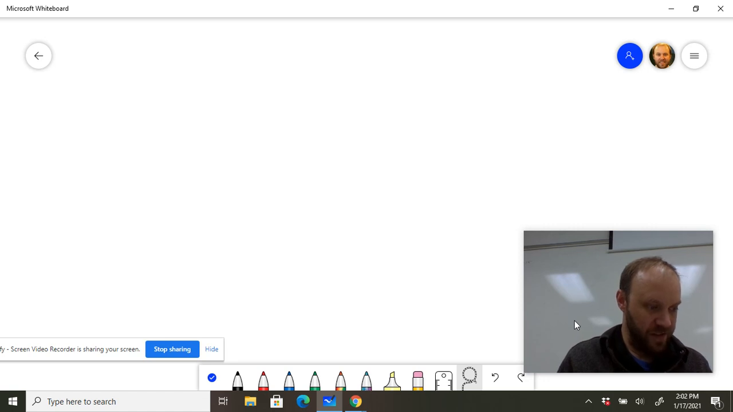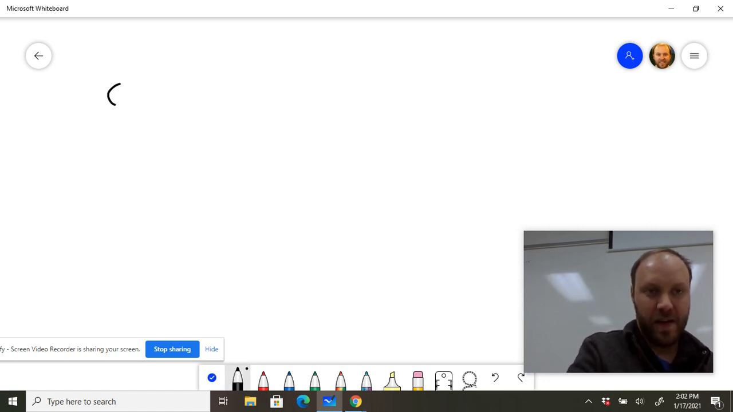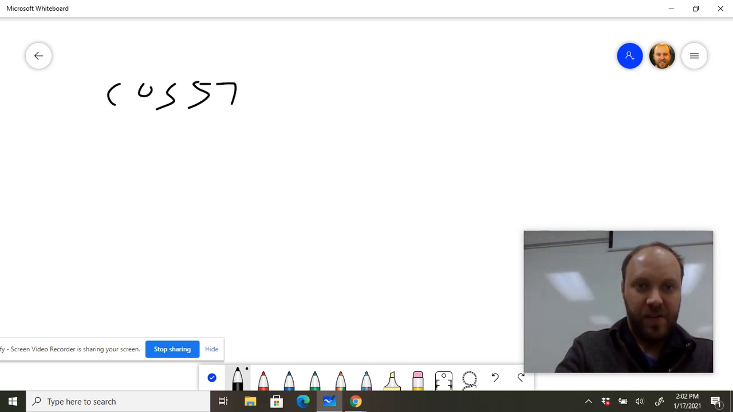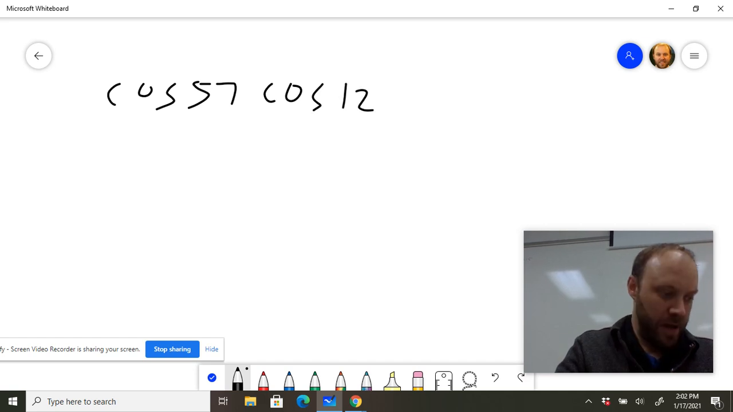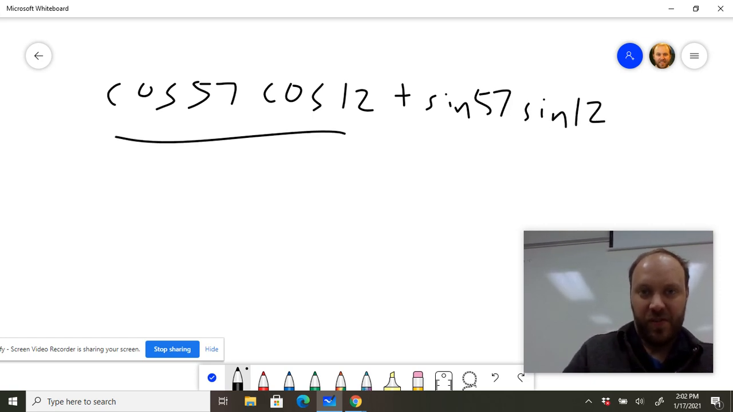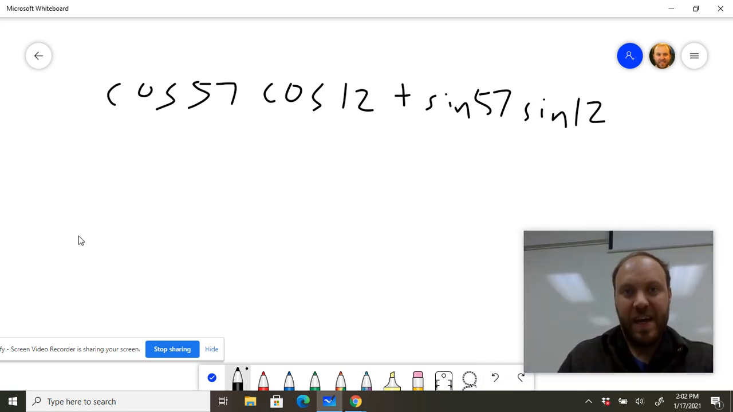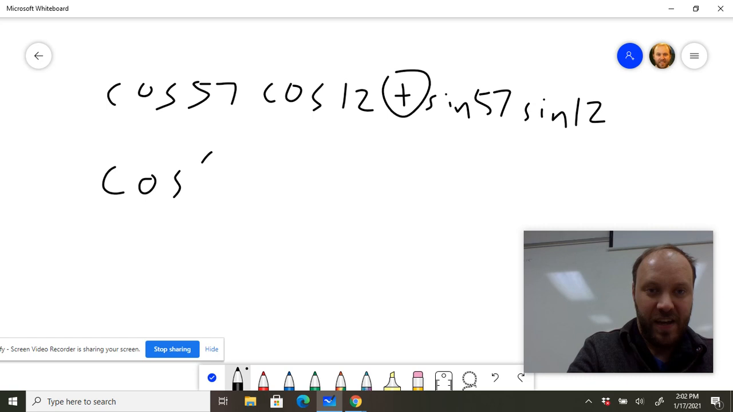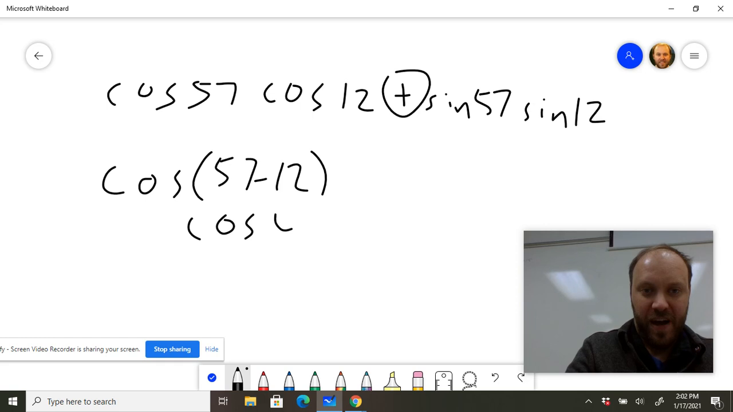Second problem was cosine of 57. I'll write this down. I'm not going to write the degree symbols in here. I really should, but it just makes it take too long. It's cosine of 57, cosine of 12, then plus sine of 57, sine of 12. And so you might have noticed this one starts out with a cosine followed by a cosine. That's the cosine identity. Remember, the cosine identity is backwards from the sine. This is going to be a cosine difference identity. So it's going to be the cosine of 57 minus 12, which of course is the cosine of 45. And the cosine of 45 degrees is radical 2 over 2.